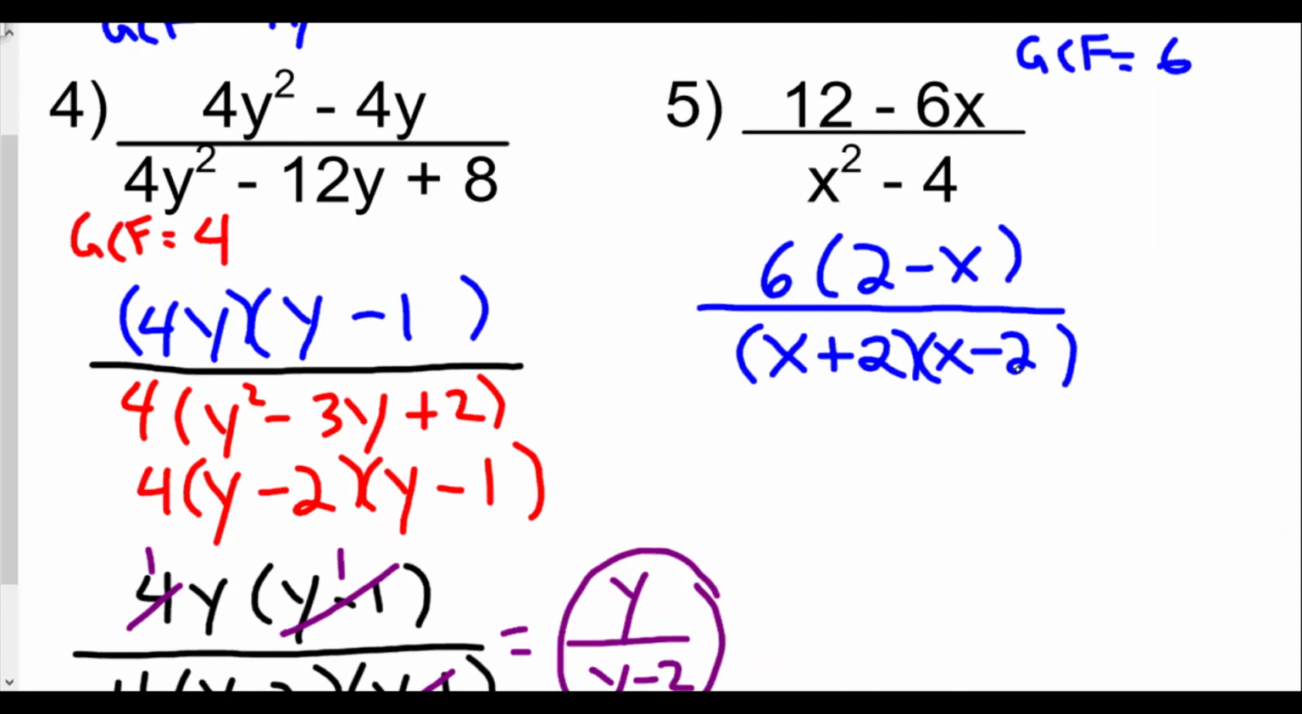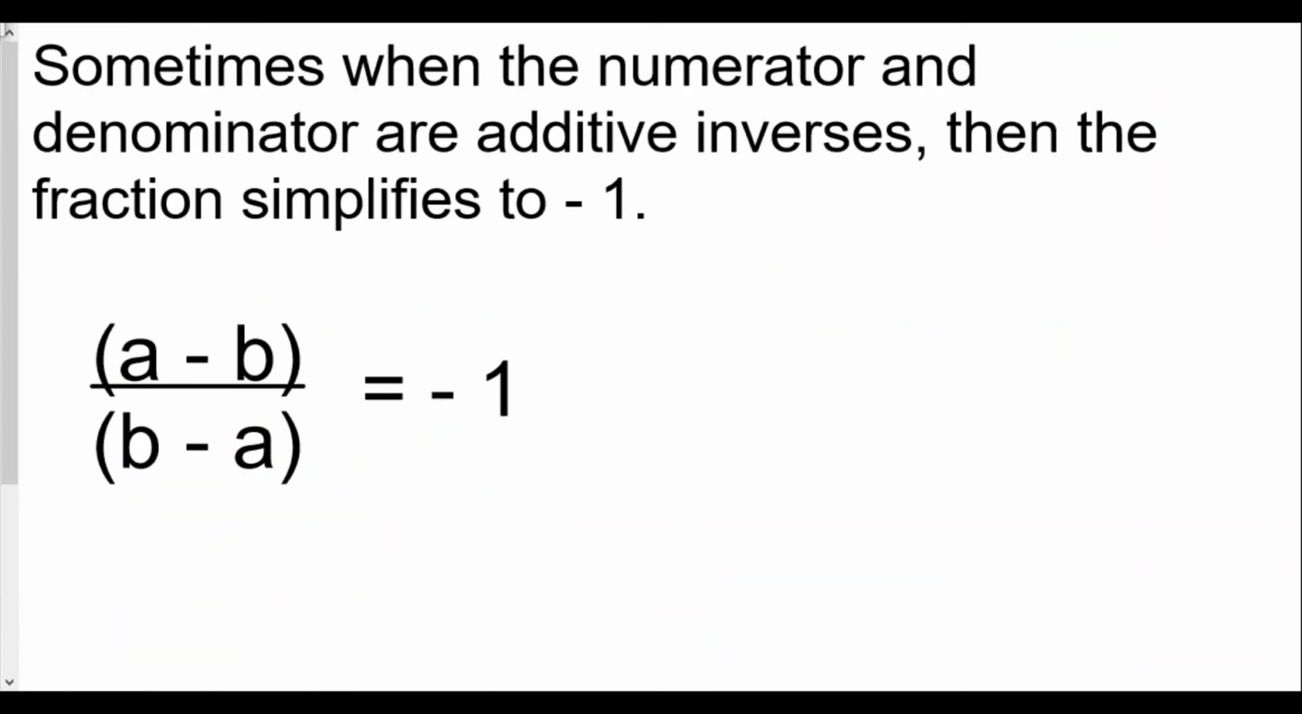And yes, this is a very important part of our simplifying. We see in this case that the 2 minus x and x minus 2, they're very, very similar, but not exactly the same. Well, here's the thing. Sometimes when a numerator and denominator are additive inverses of each other, their fraction simplifies to -1. So for example, you have a minus b divided by b minus a. You get -1. And some students go, I don't understand that.